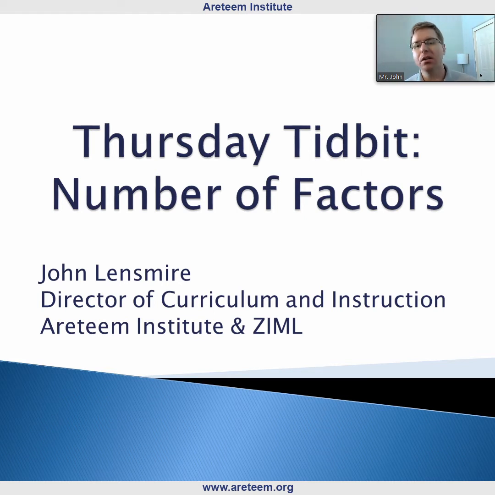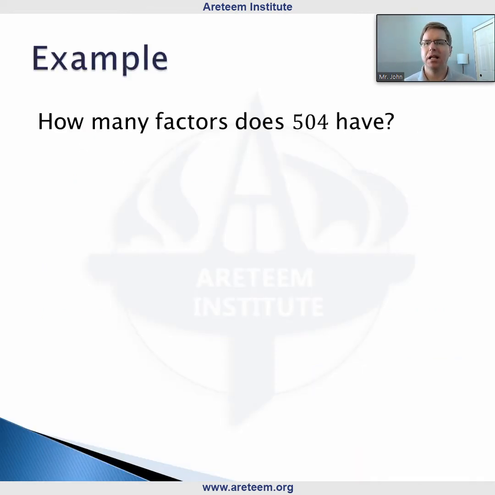Today we're going to be talking about how to find the number of factors of a number. Looking at an example, suppose we want to know how many factors 504 has. So we have our number here, 504, and the first step we want to take is looking at the prime factorization of 504. There's lots of different ways to do this.